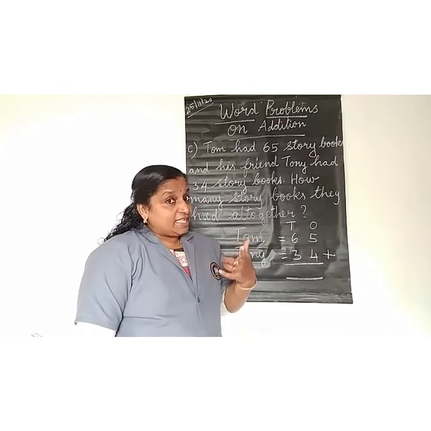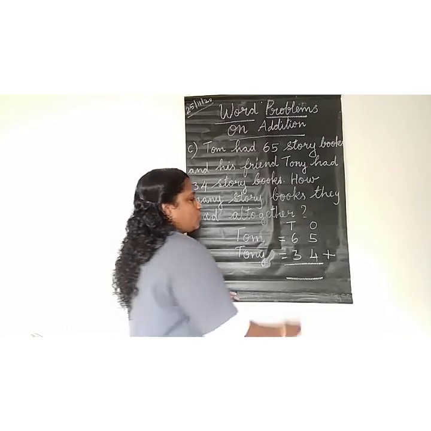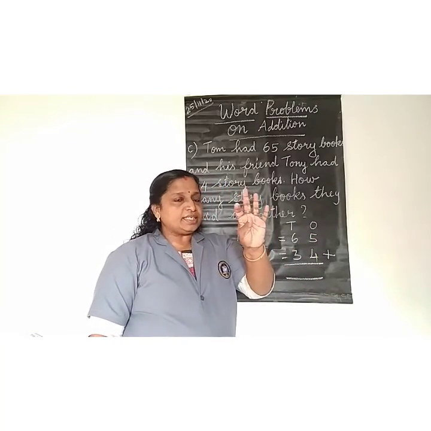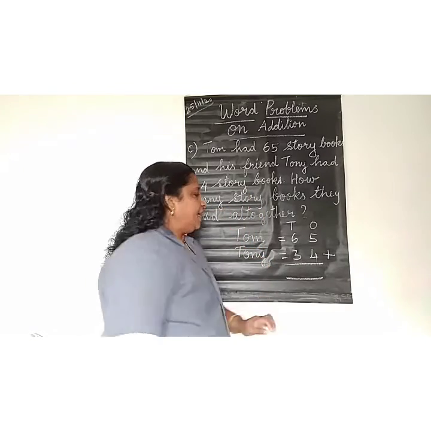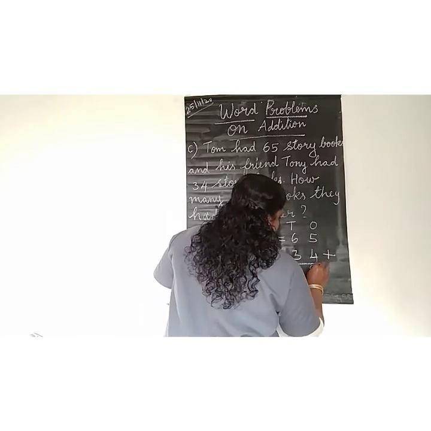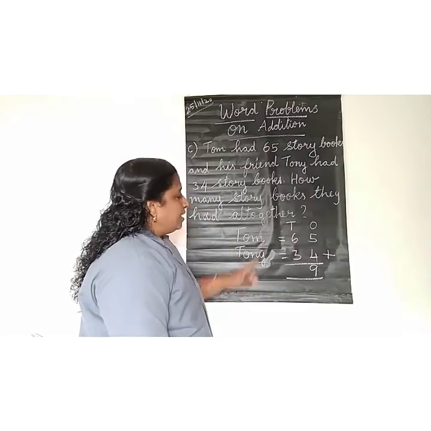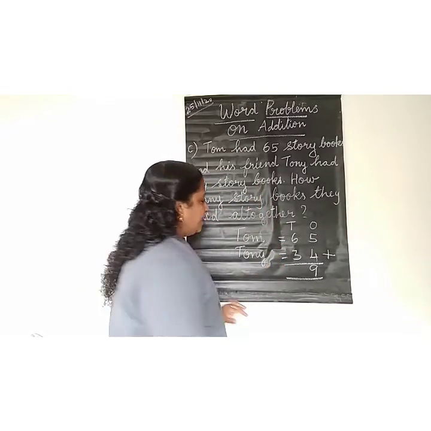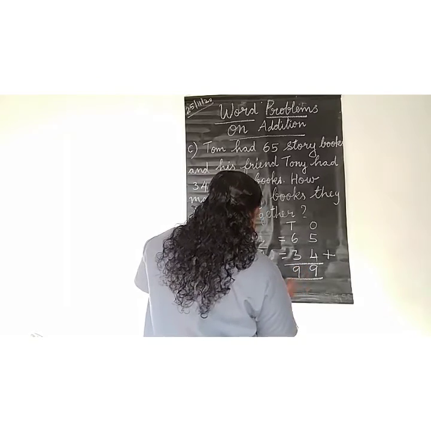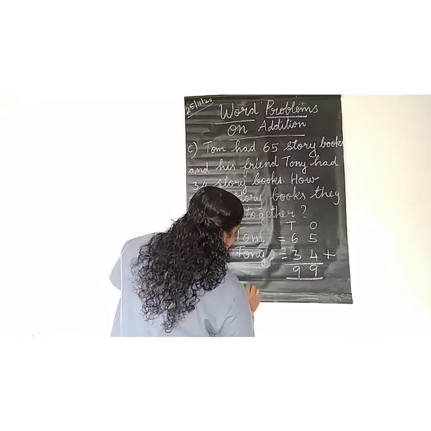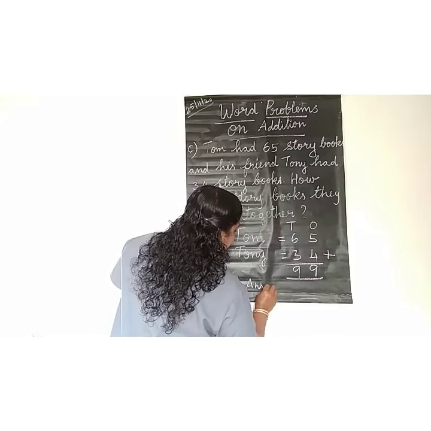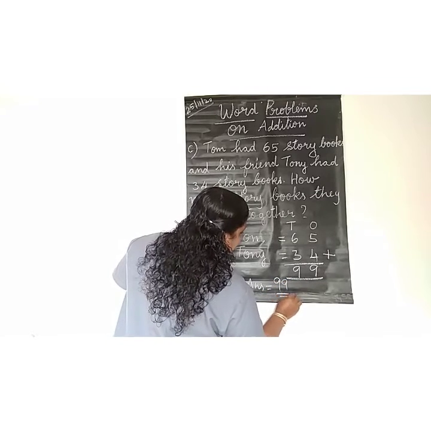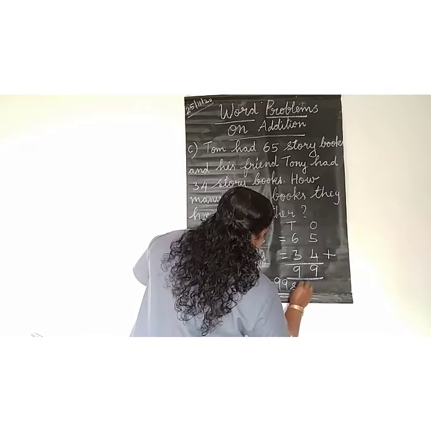First, which place? Yes, first ones place we will add. What is the top number? 5. 5 in your mind, 4 fingers up. 5 after: 6, 7, 8, 9. Yes, 9. Then come to the tens place. 6 in your mind, 3 fingers up. 6 after: 7, 8, 9. 99. Together how many books are they having? Yes, together they are having 99 storybooks.